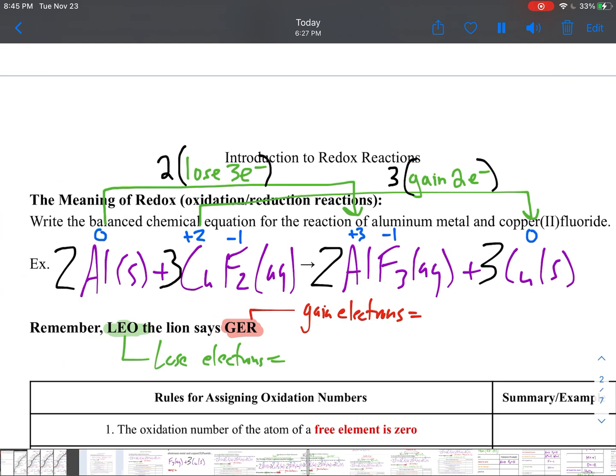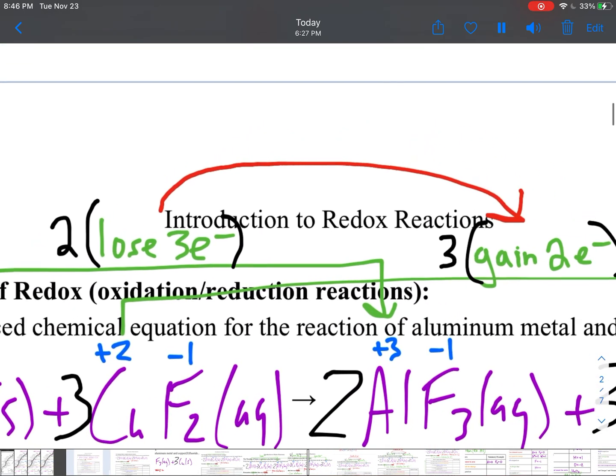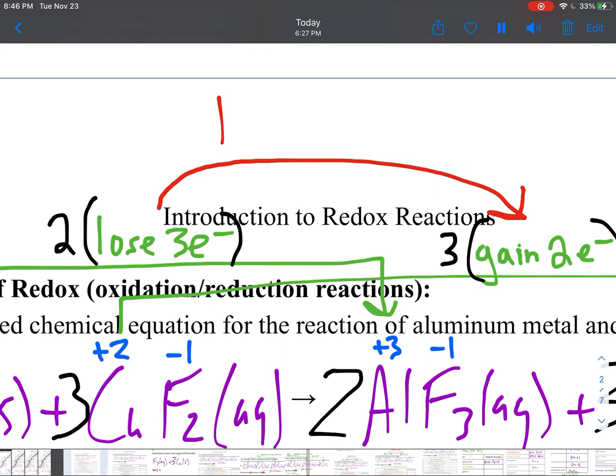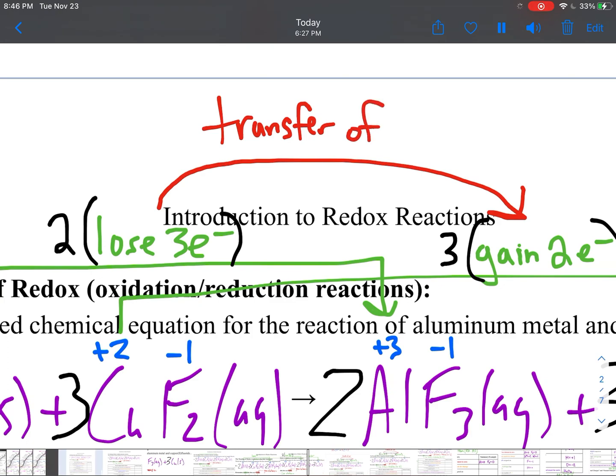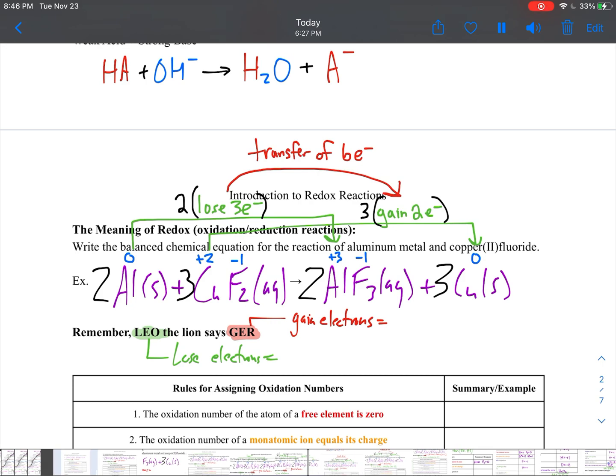Okay, so now we have a little bit of an idea of where electrons are going. One other thing I want to point out is that if this one's losing 3 electrons twice and this one's gaining 2 electrons 3 times, what's being shown here is that there's a transfer of 6 electrons total. So 3 electrons being transferred twice from aluminum to the 3 coppers, which are each gaining 2 electrons. Now, what do we call this when they gain and lose electrons? We call it either reduction or oxidation.